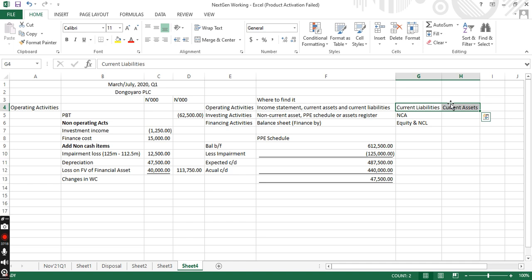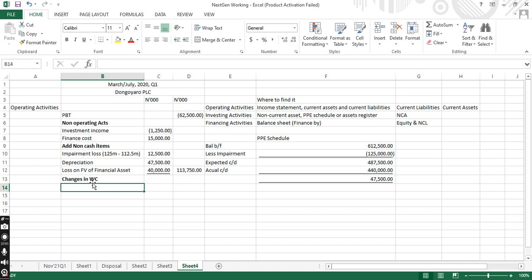Like overdraft. Apart from cash and overdraft, current assets and current liabilities. All right, so that is it. So what are the working capital items we have in the question?